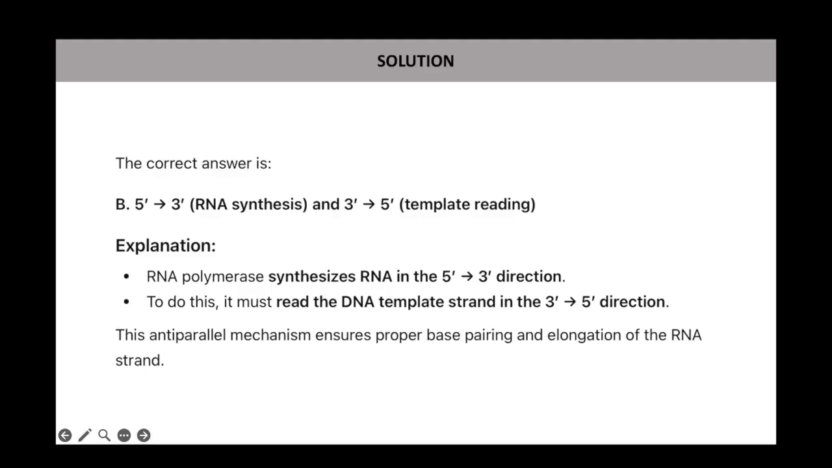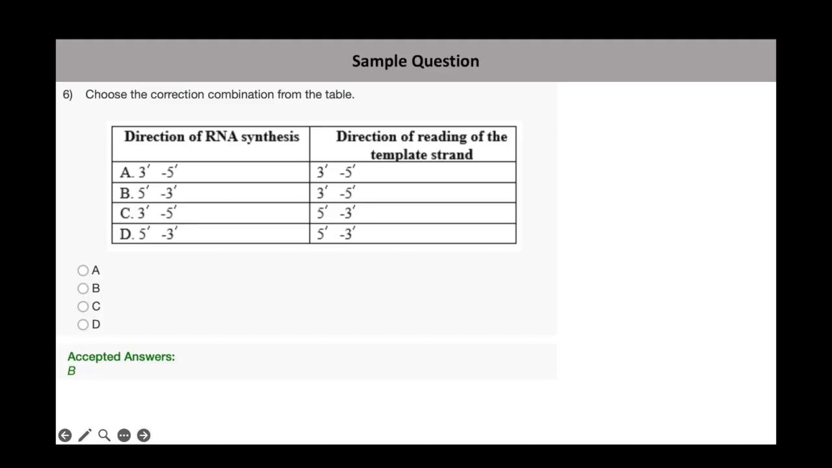So the correct explanation is that RNA polymerase synthesis happens in 5' to 3' direction. And for this to happen, the DNA template used for reading must be in 3' to 5' direction. This anti-parallel mechanism will ensure proper base pairing and elongation of the RNA strand. So based on this, our correct option is option B, because the direction of RNA strand synthesis is 5' to 3', and the reading strand is 3' to 5'. Okay, so option B is correct.